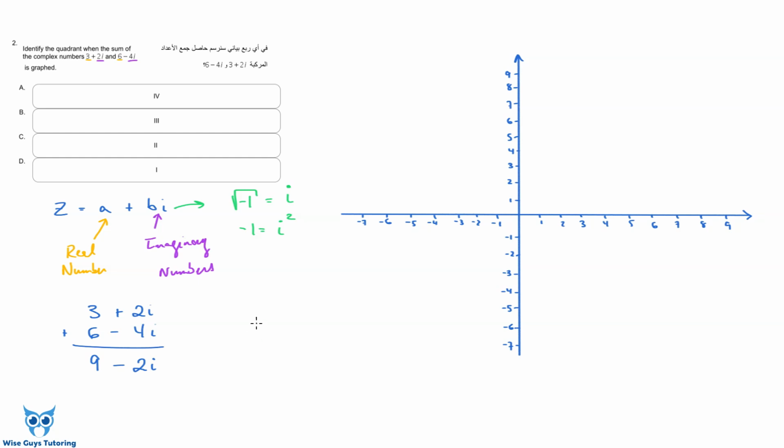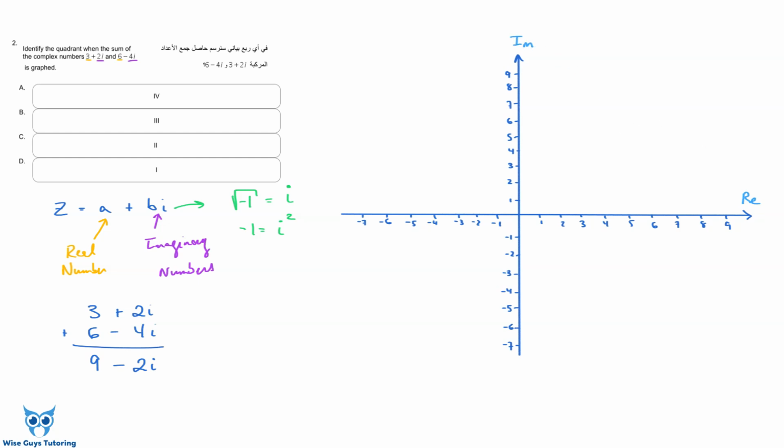What are they asking us? They're asking us what quadrant it is in. So now we'll go over to the right so we can plot it. I want you guys to notice something. We have the x-axis and the y-axis. But when we're plotting complex numbers, the x-axis is the real numbers, the real part, that orange part, while the y-axis is reserved for the imaginary component.